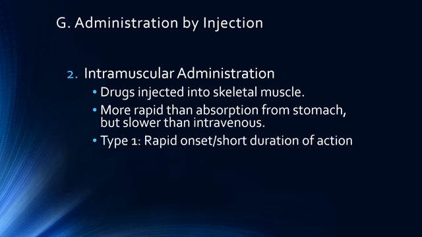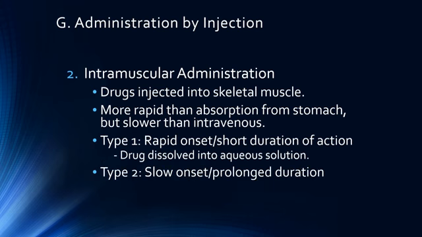You can get sort of different types. Type 1 is a rapid onset, short duration of action, where drugs are dissolved into an aqueous solution. Type 2 is a slow onset, prolonged duration type injection, where the drug is suspended in an oily solution, and it takes a longer time for it to be absorbed. And so these two have different kinds of properties to them and are used for different reasons.